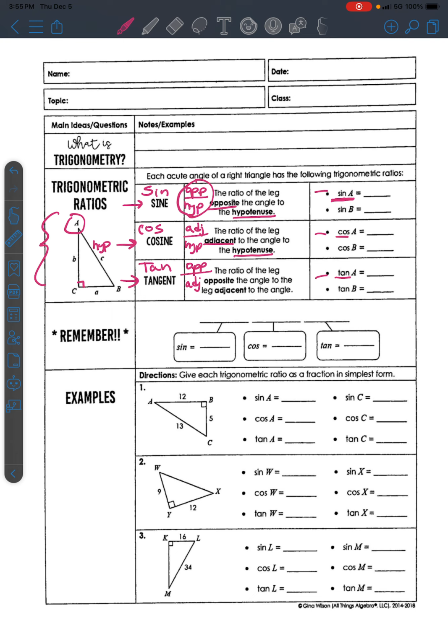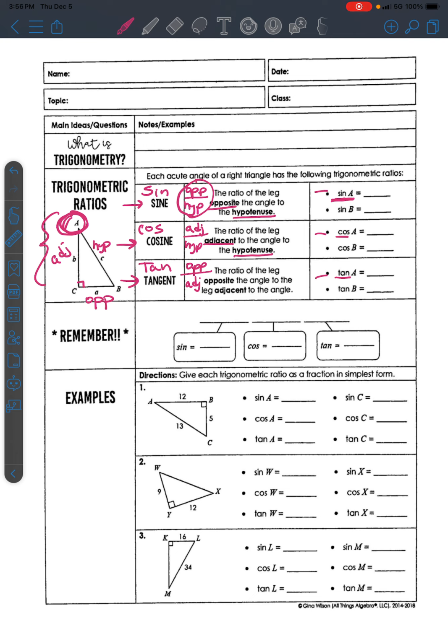If I'm looking at this triangle and I am looking at the angle A, the side opposite angle A is the side not touching angle A. So that would be this side. And adjacent is the side touching A. Well, the hypotenuse is also touching it, but remember, the hypotenuse can only be used as the hypotenuse. So the other side, and it is a leg, will be used as my adjacent for angle A. It will change when we're looking at angle B.